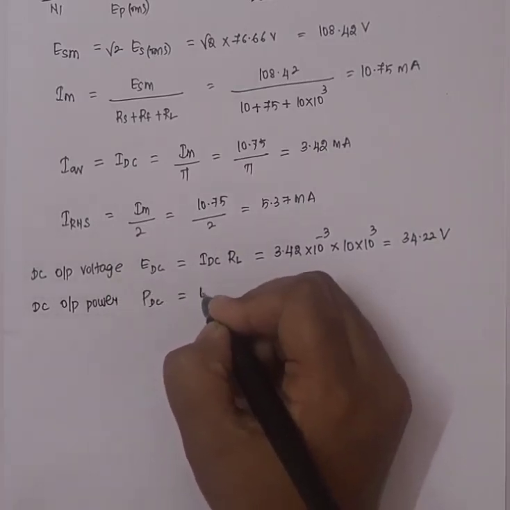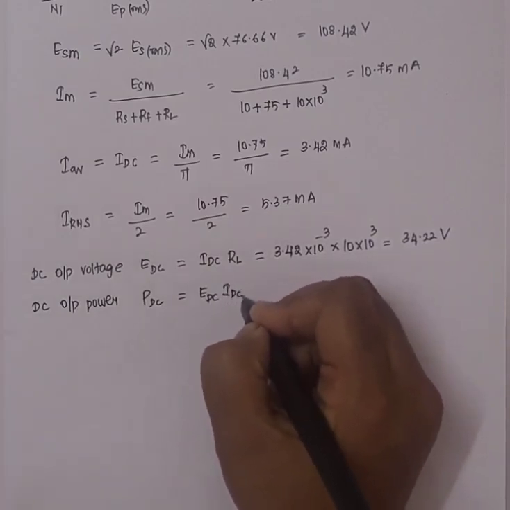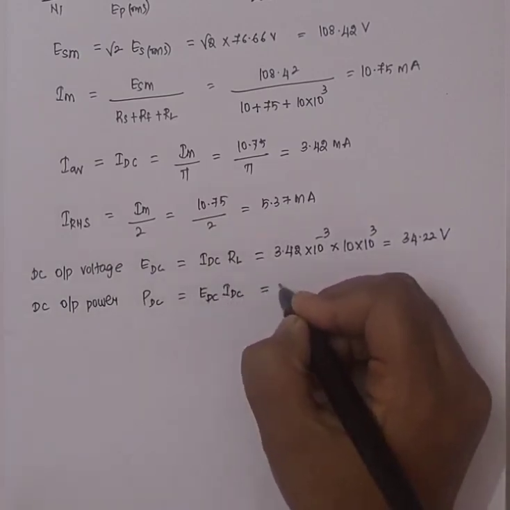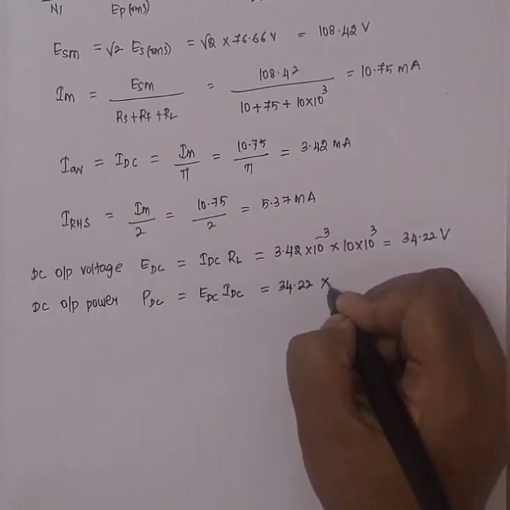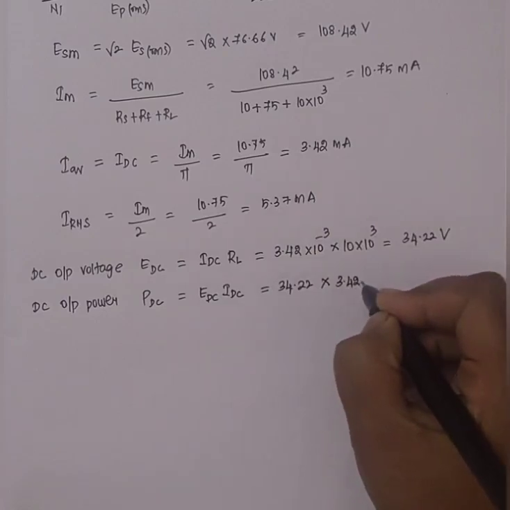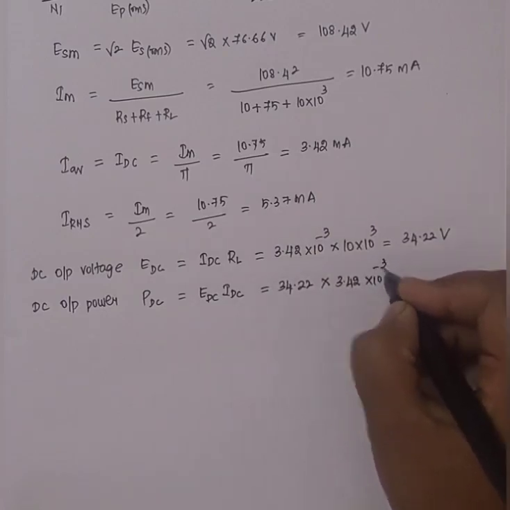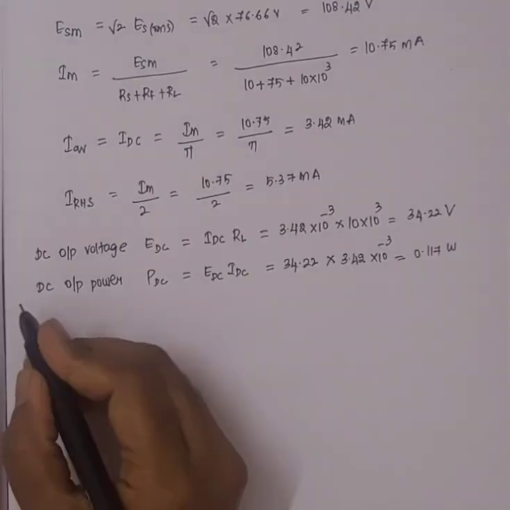Now let us calculate the DC output power, which is PDC. The value of power is the product of voltage into current, so it is EDC into IDC. The value of EDC is 34.22 volt into IDC value is 3.42 milliamperes, so into 10 power minus 3, which is equal to 0.117 watts.